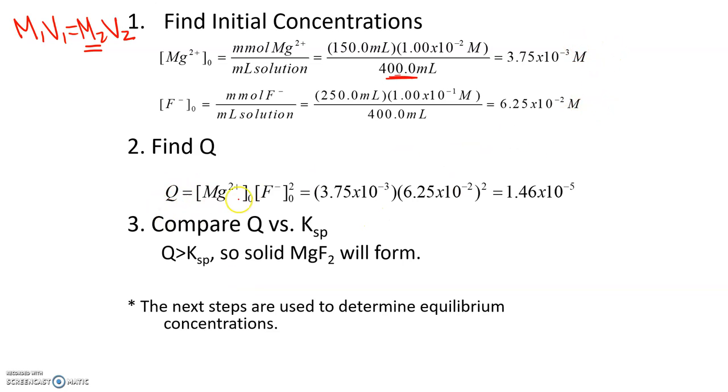Step 2, using the ion product expression of your initial concentrations, I found the value of Q. In comparing the value of Q versus K, we found that the value of K is smaller, so the value of Q is larger than the KSP, and so solid magnesium fluoride will form. That's the same as we did in the last step. Now, steps 4 through 6 are the new part, and we're going to use those to figure out the equilibrium concentrations of the two ions.